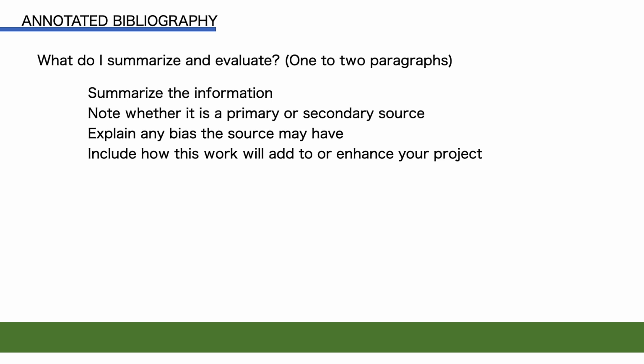After you cite your work correctly at the top of the page, you're going to write at least one paragraph that summarizes and evaluates the information. Begin by summarizing the key points that the author makes in the work, noting whether it is a primary or secondary source. Explain any bias that the source may have, and conclude with how this work is going to add to your overall finished project. Why is it an important piece to include, and what about it makes it important to your project?